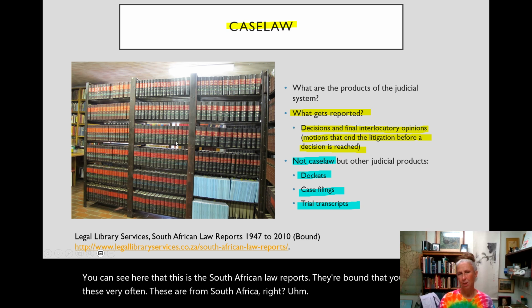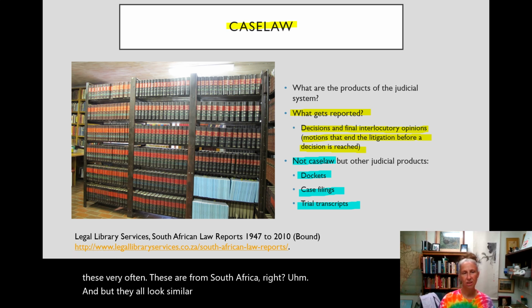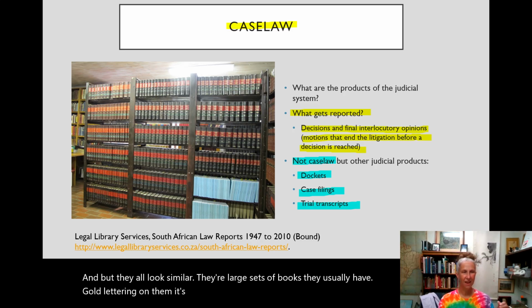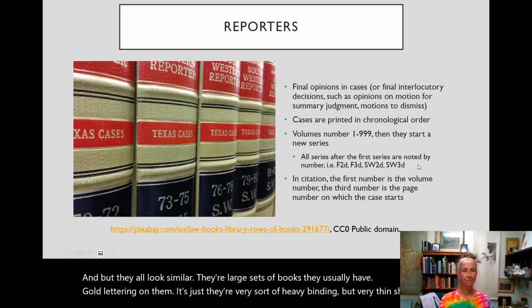But they all look similar. They're large sets of books. They usually have gold lettering on them. It's just, they're very sort of heavy binding, but very thin sheets inside. That's what they look like.